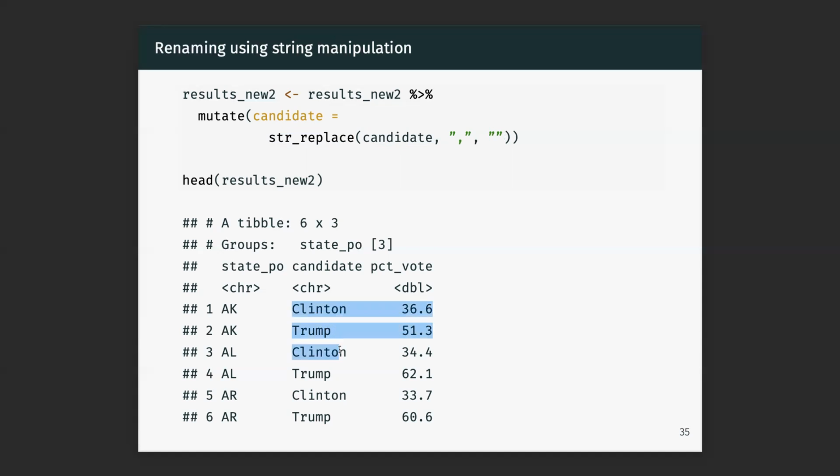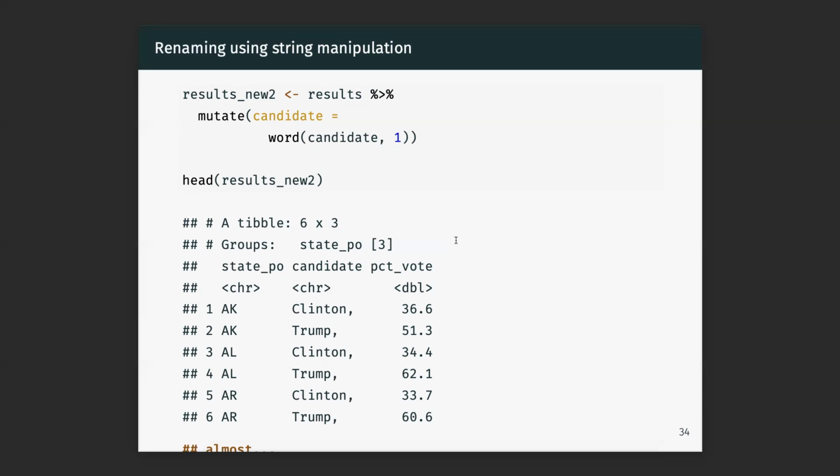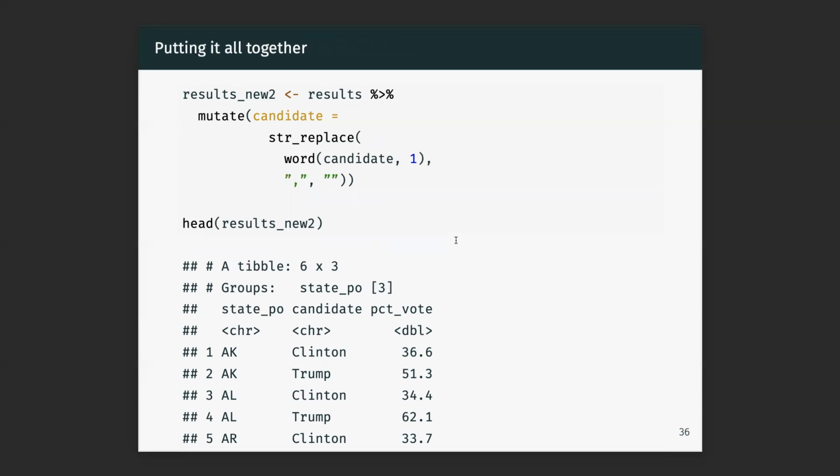So now we get a clean name. Either of these solutions work. I just wanted to show you multiple ways that we could think about solving the same problem. Perhaps we have a candidate list that's much longer. Perhaps we have 30 candidates. And rather than going through conditionals for all of them like this, we use these two mutates. First, take the first word, which we know will be the last name, and then remove commas. If we have a large number of candidates, this will be much more efficient than writing out conditions for every single candidate.